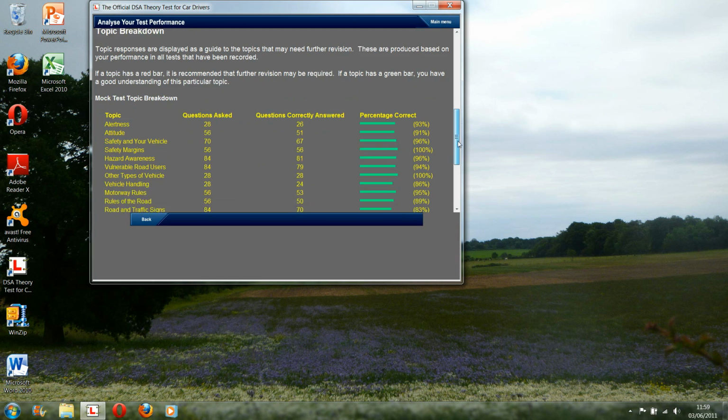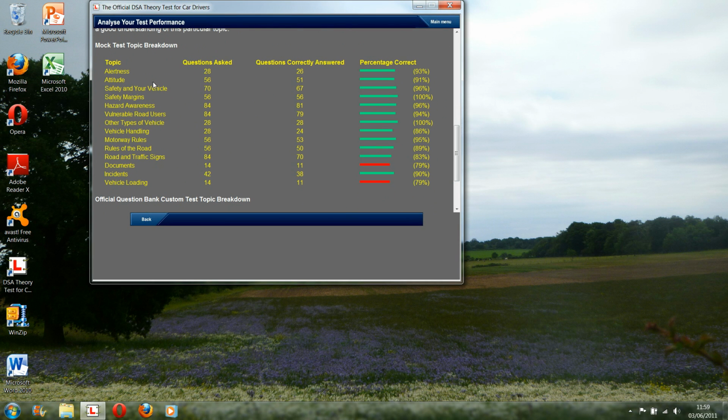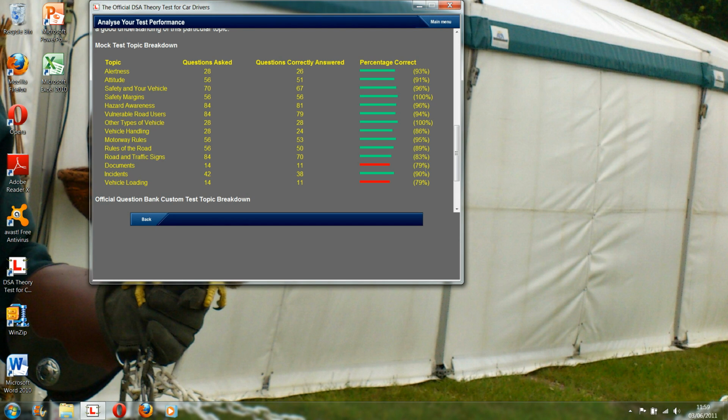And then it even tells you, you know, what topics you are very good at. So for example, I got 100% on other types of vehicles and safety margins, but red means obviously you fail, because I think 80% is the pass rate. It's 43 out of 50, so it's 86% is the pass rate. So obviously I would fail on this one, red. Obviously I'm not really sure why I would have failed on that, because it's 43 out of 50 or 86%. Maybe, you know, just because it's a mock now. But you know, anything below 80 you get a red bar.